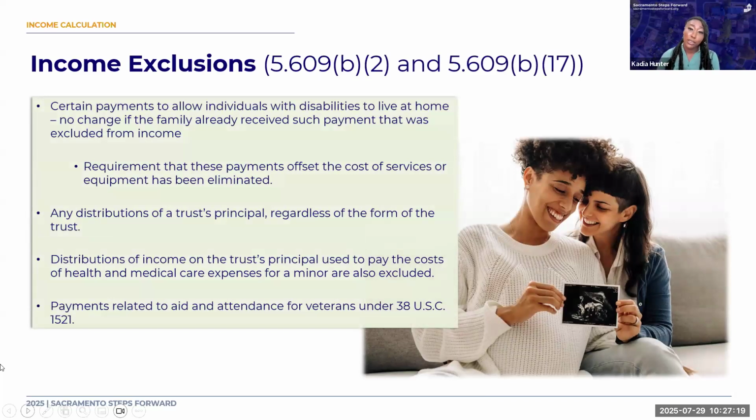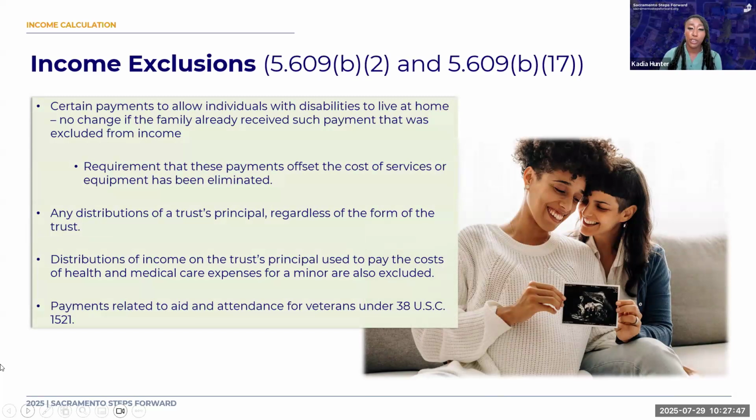Continuing our dive into exclusions, let's look at section 5.609(b)(2) and (b)(17). These focus on protections for vulnerable groups. Payments to help individuals with disabilities live at home are excluded, with no change if already in place. And they remove the requirement that they offset specific services or equipment.